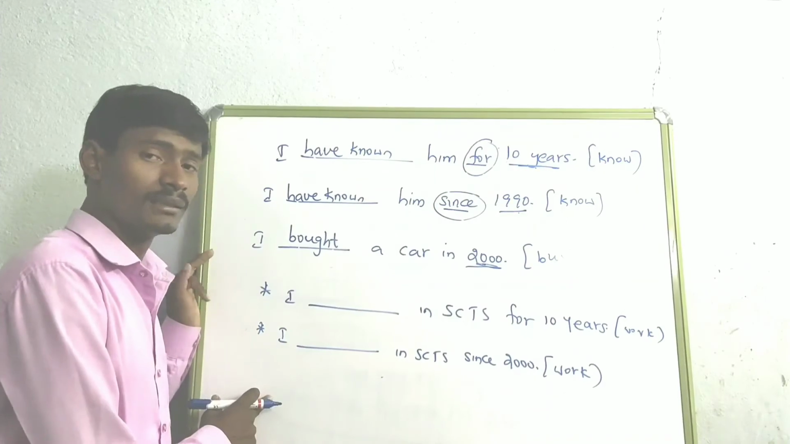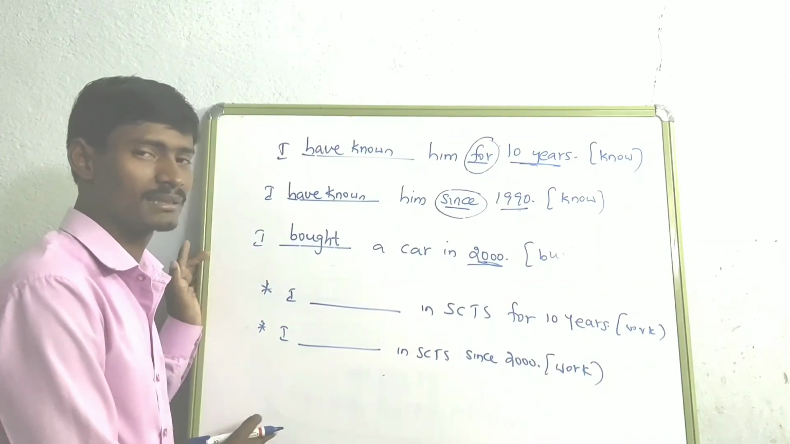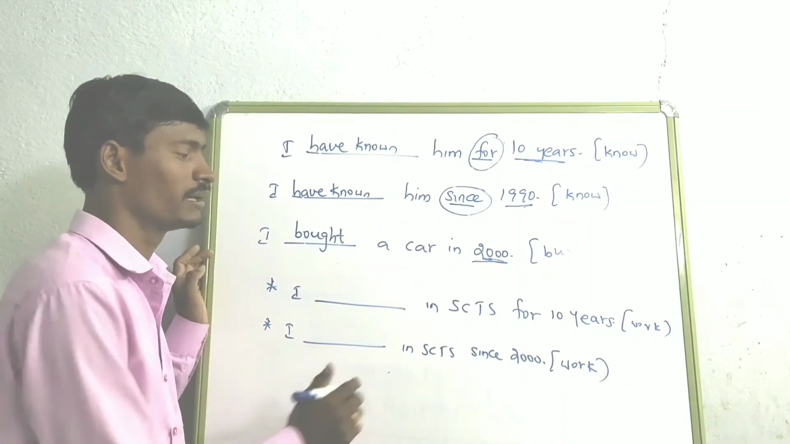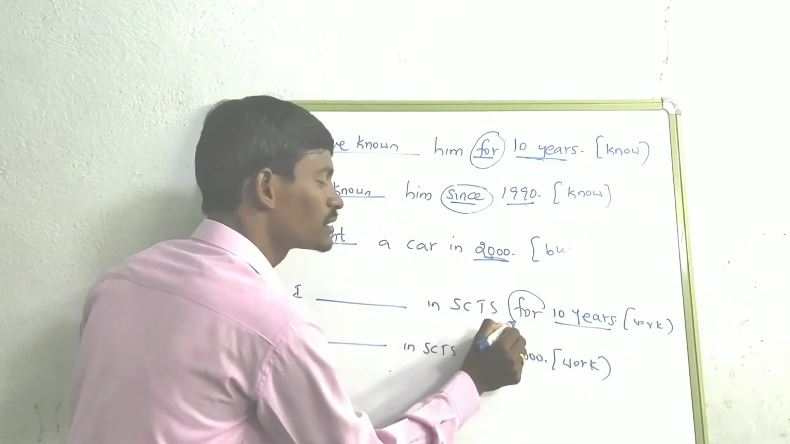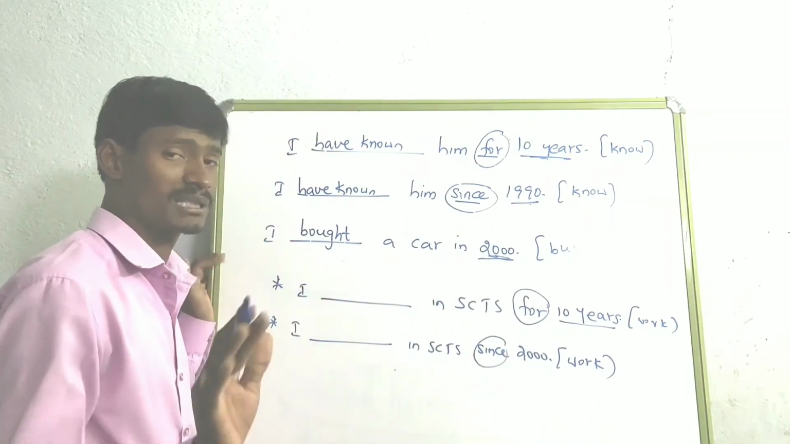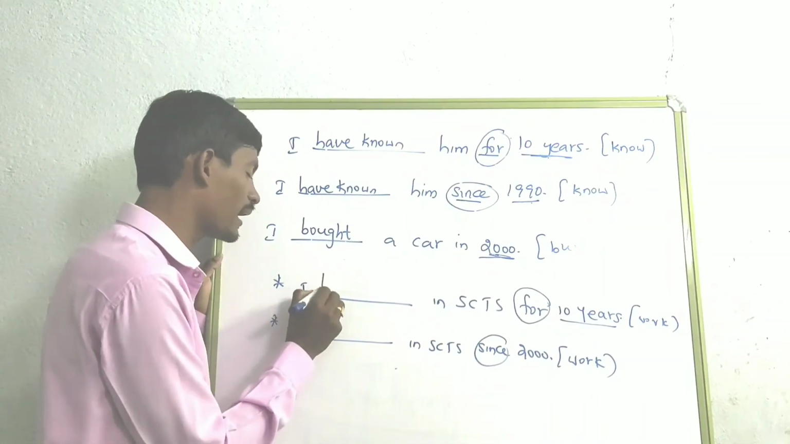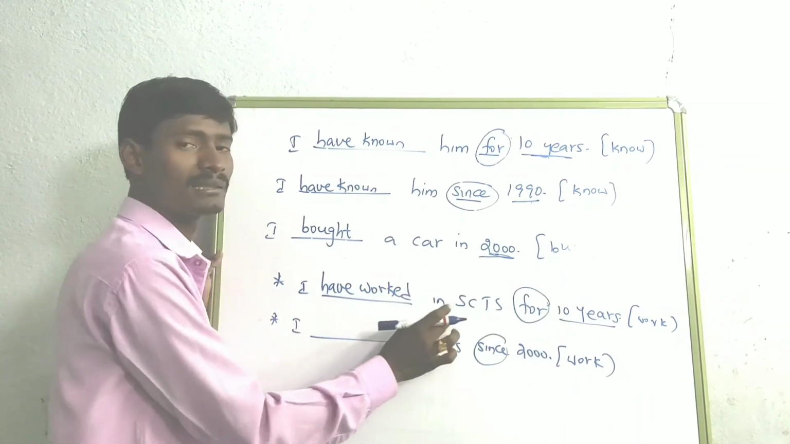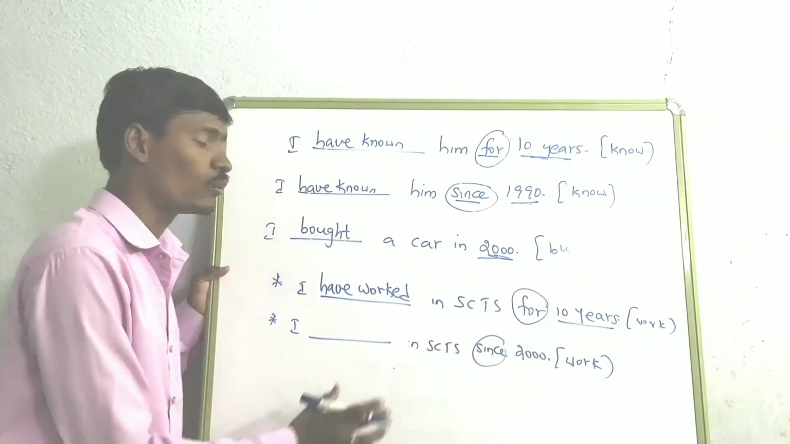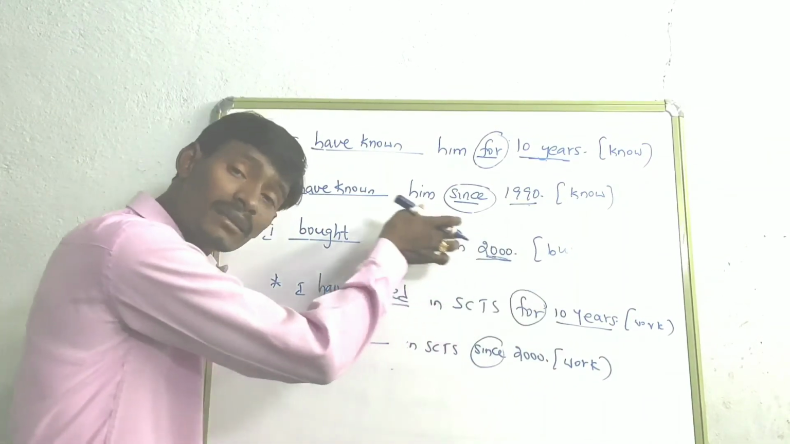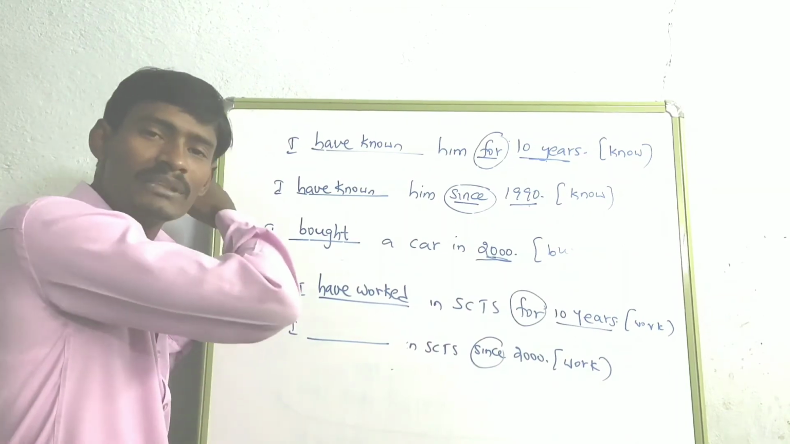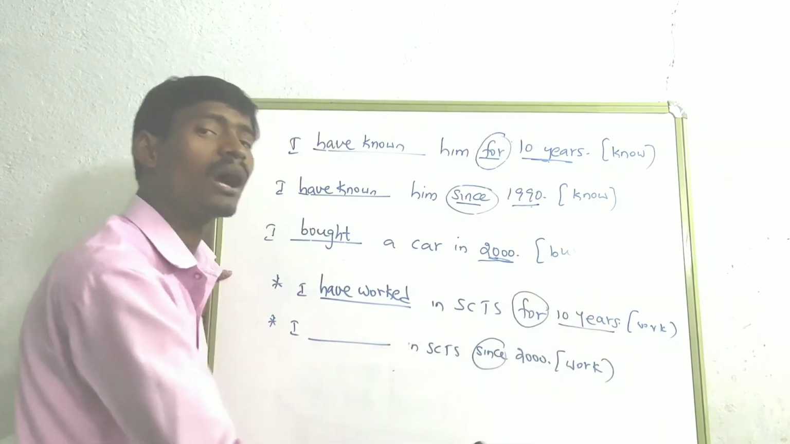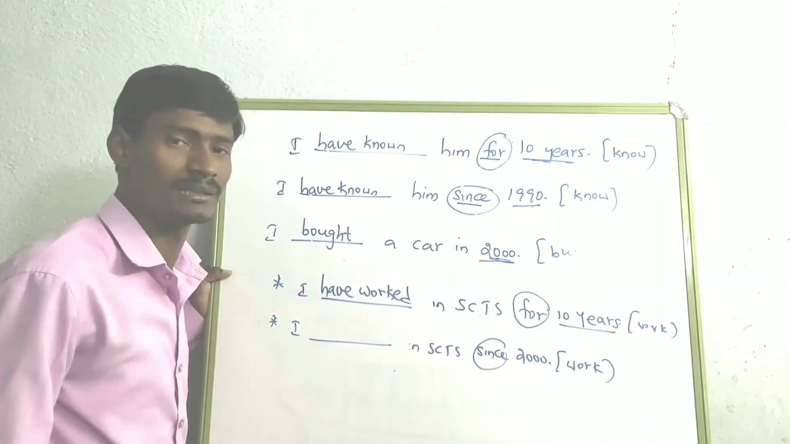Actually here you see, for the same one we can use two tenses, either present perfect or present perfect continuous tense. As I said, if you see time, but before that if you see for or since, you have to use present perfect. So if I use here, I have worked in SCTS, Sri Chaitanya Techno School, for 10 years. What do you mean by this? 10 years back you started working here. From that time until today, you are working there.